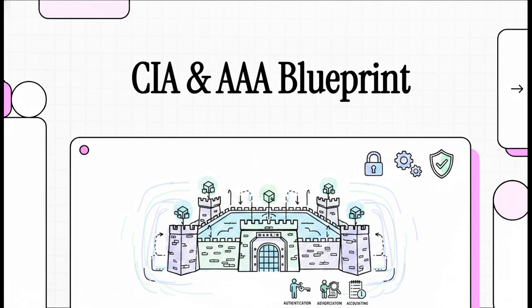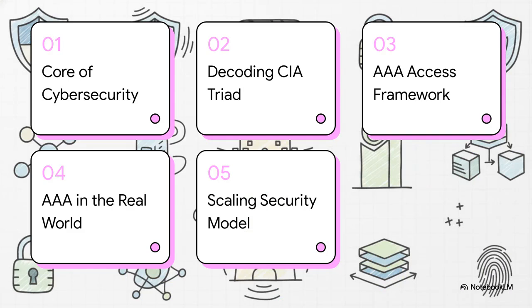We're going to explore the foundational frameworks that invisibly protect every single email you send, every bank transaction you make, and honestly, pretty much every corporate network on the globe. Let's dive in. Here's our blueprint for today. We'll start with the core of cybersecurity, then decode the CIA Triad, walk through the AAA access framework, look at AAA in the real world, and finally figure out how to actually scale your security model.